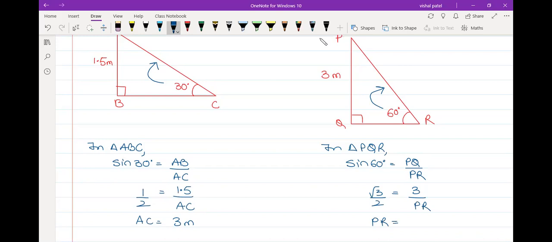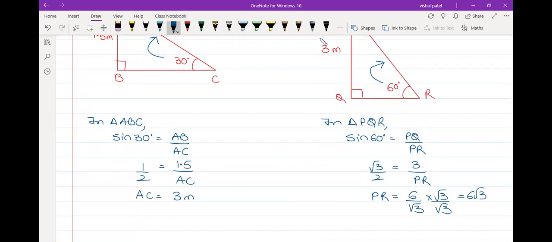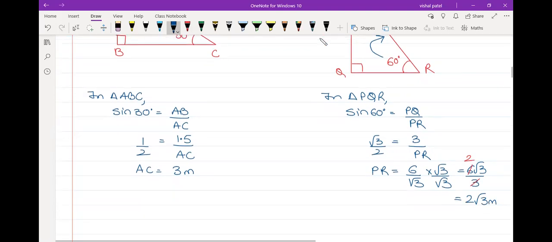So PR, if I cross multiply, is 6 upon root 3. And always remember to rationalize: 6 root 3 upon 3. Okay, it will reduce to 2 root 3 meters. And we don't have to add. The question is you have to just find the length of the two slides. So your answer is done.